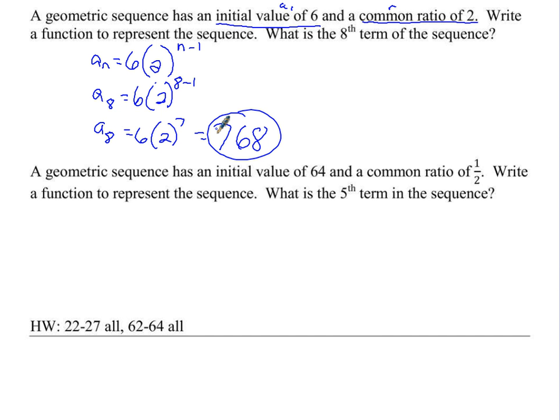All right, the second problem sitting there is very similar to the first one. Go ahead and give that one a shot. So it says the geometric sequence has the initial value of 64, common ratio of 1/2. Write the function to represent the sequence, and then find the 5th term. What do I need to do? A sub n equals 64 times, good, 1/2 to the n minus 1. That's the equation.